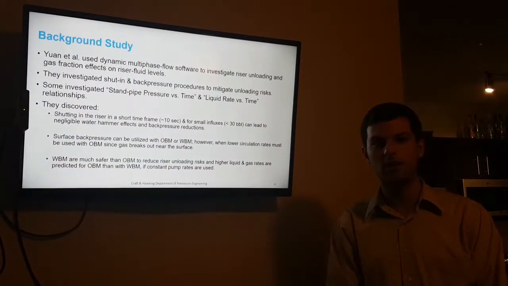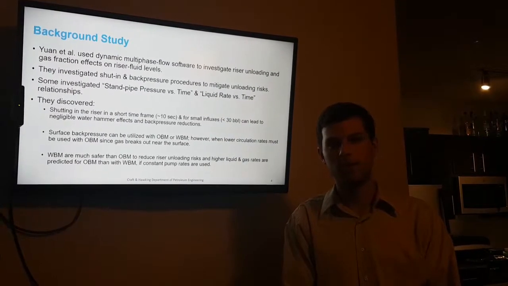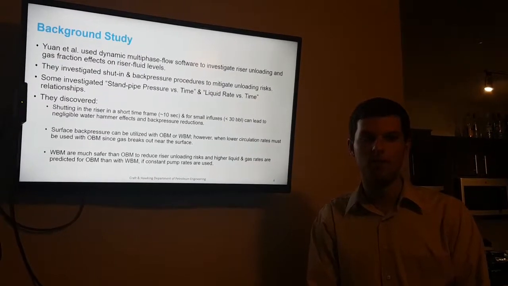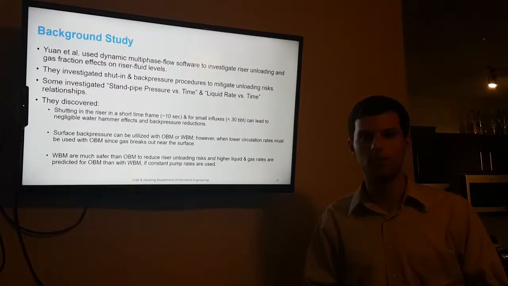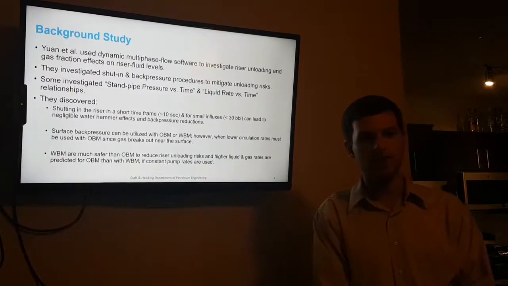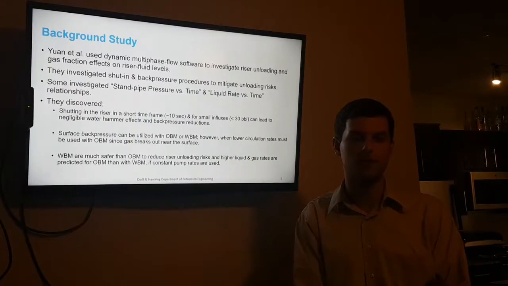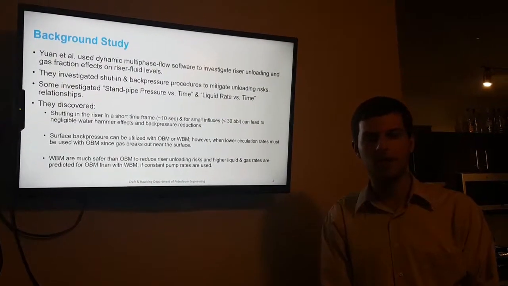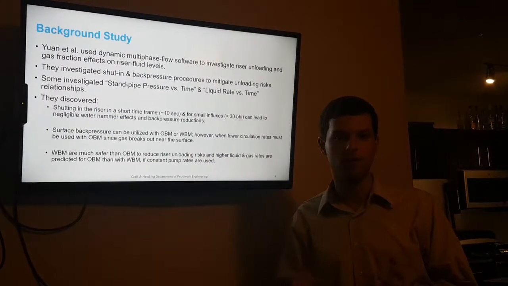So the background study consists of this article by Quinn et al., which we examine and which we will replicate in our study, which consisted of them looking at dynamic multi-phase flow software similar to what we'll be using, Schlumberger Olga, investigating riser unloading, and they investigated shut-in time and back pressure procedures as mitigations to riser gas unloading, and then they investigated relationships between standpipe pressure and liquid rate versus time.